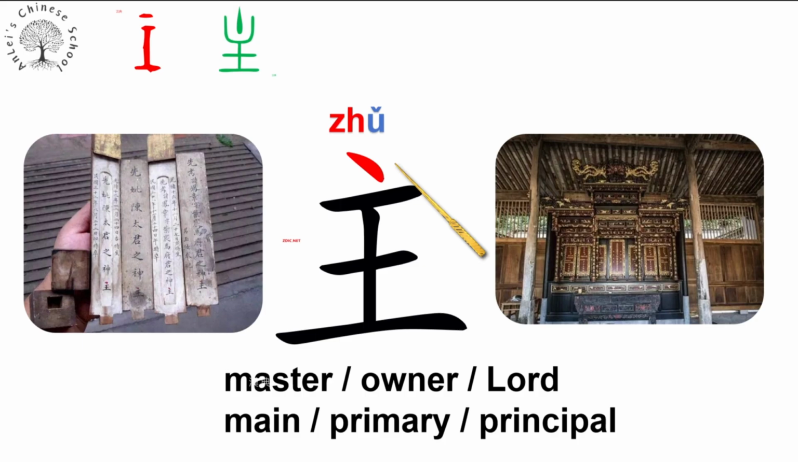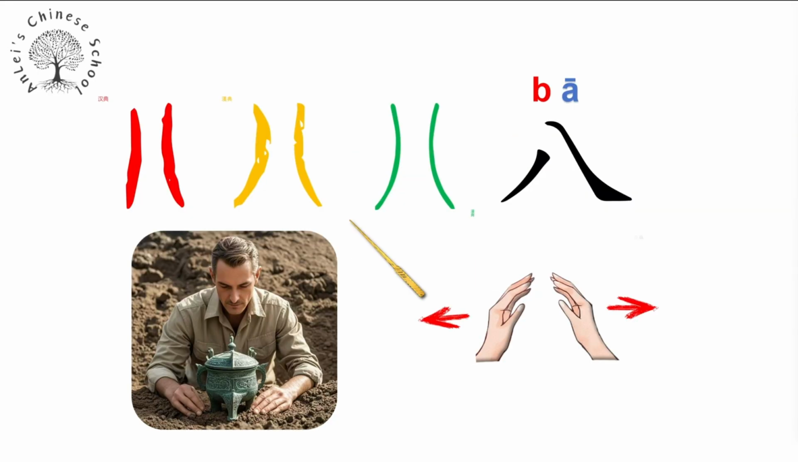This act symbolizes settling the soul and securing the spirit for the deceased, granting their soul a dedicated resting place and allowing them to be worshipped by descendants, generations and generations. This character is very simple, only two strokes.